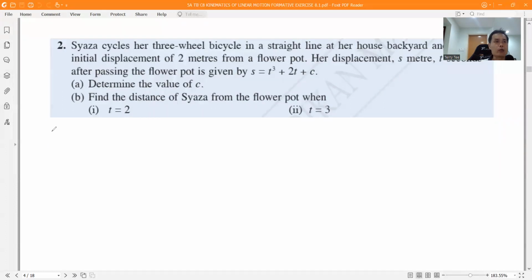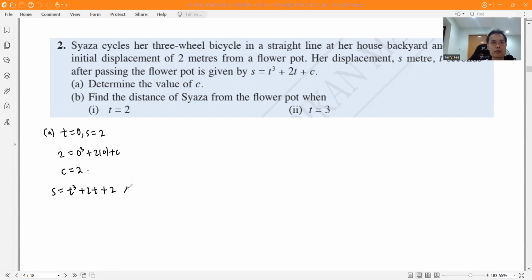We know that when you start the clock, t is 0. Initial displacement is 2, so we can just sub inside here: sub t with 0, S with 2. So S is 2, this is 0 power 3, you don't have to write all this, 2 times 0 plus C. So my C is just 2. So my displacement function is t power 3 plus 2t plus 2.